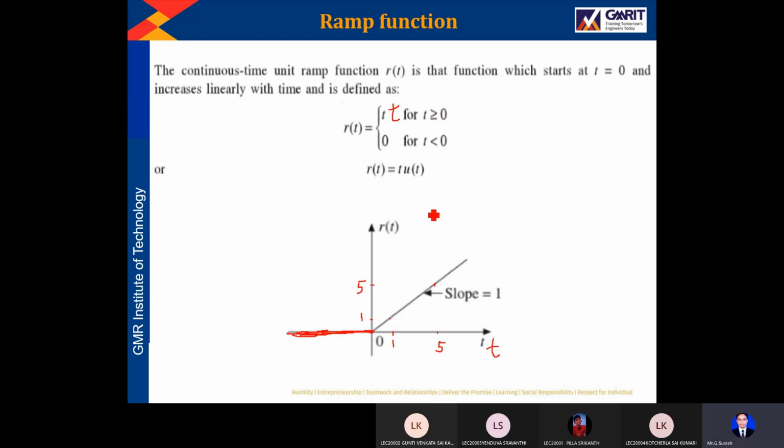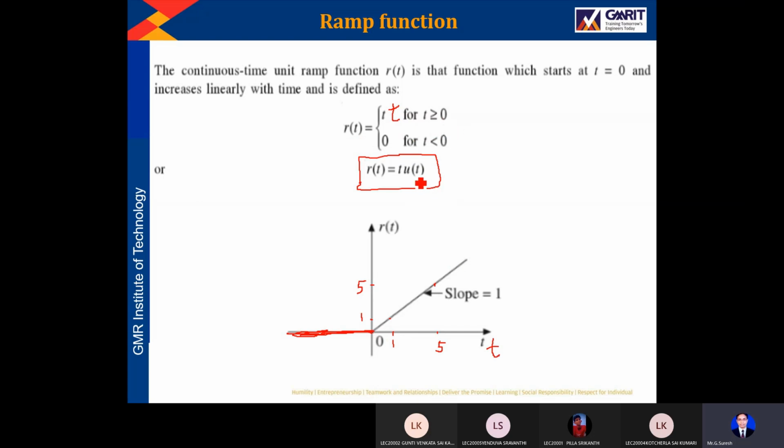Right. You can also write r of t in terms of the unit step function as r of t equal to t into u of t. So what it indicates, obviously, you know already about u of t. U of t is the unit step signal where it doesn't exist for t less than 0. It will exist for t 0 onwards. So how is this ramp signal being defined? It is also defined for t greater than or equal to 0 only.